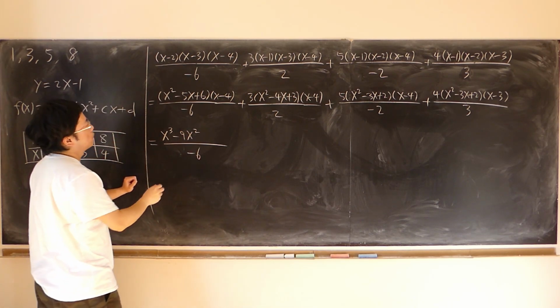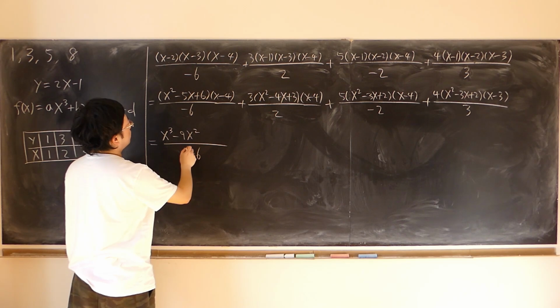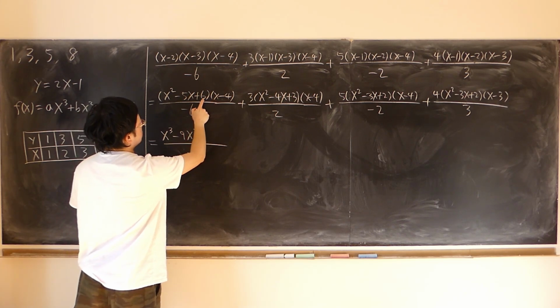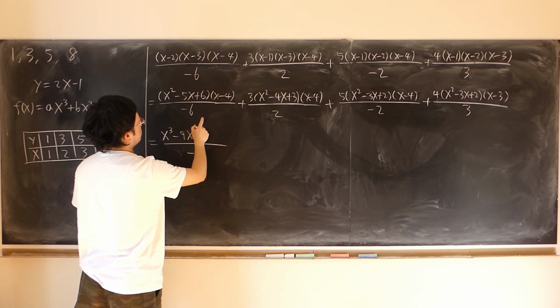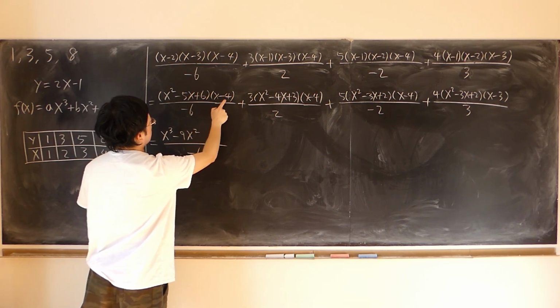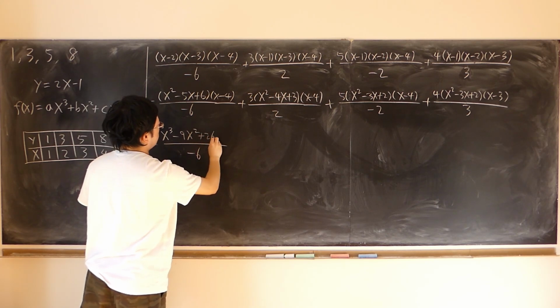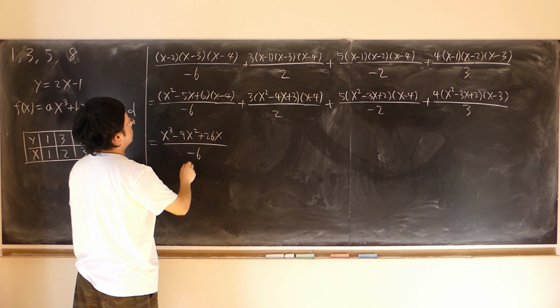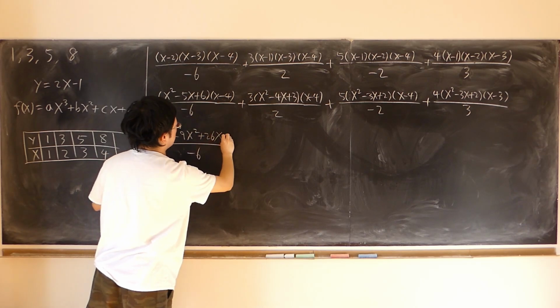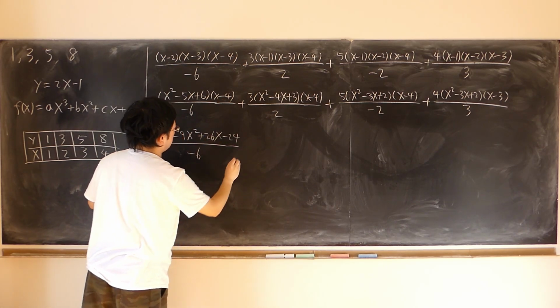Then x term. X term is what? This times that, plus 6. This times that, plus 20. So plus 26. Constant term is just this times that, negative 24.